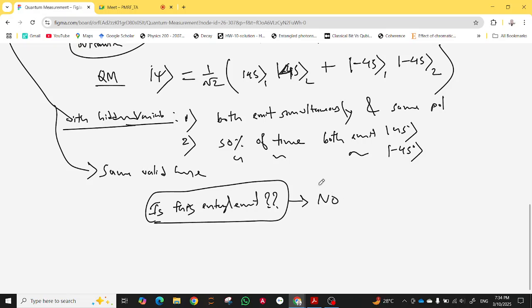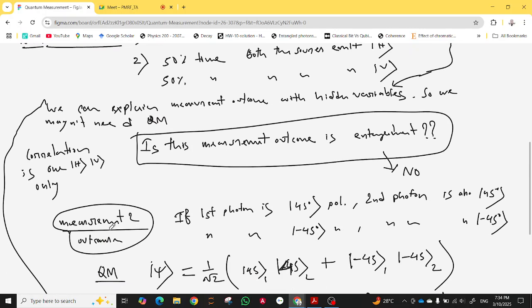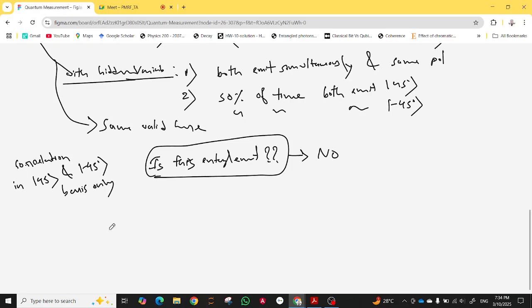Why? Because here there is only 45 and minus 45 degree polarization. Here you are seeing correlation in the 45 and minus 45 degree basis only. In the previous outcome, it was correlation in only one basis, that is HV, right? The second one is also one basis, only 45 minus 45 degrees. This is also not entanglement.